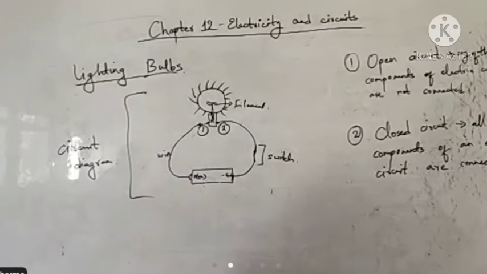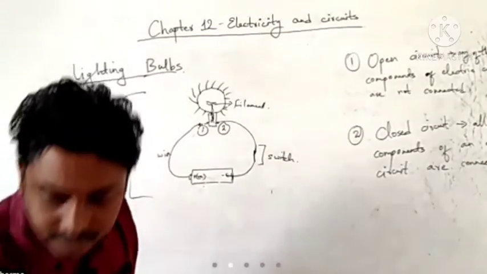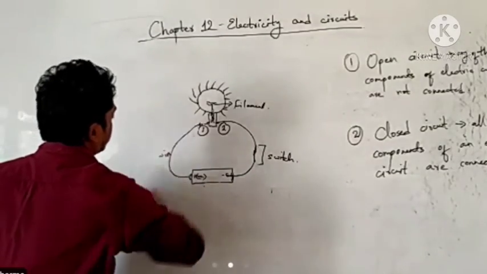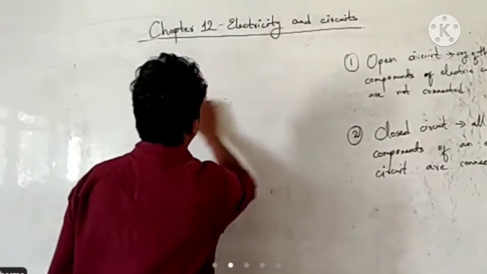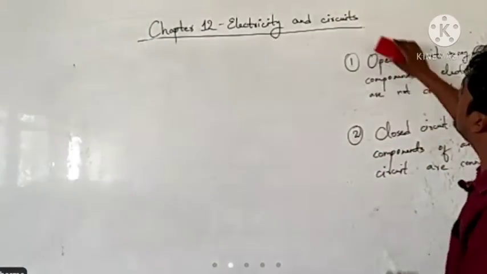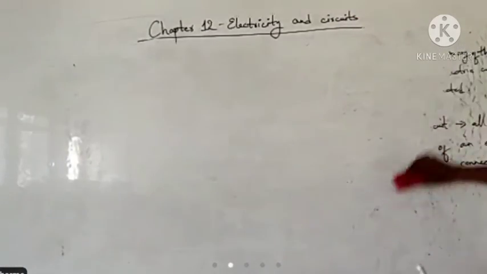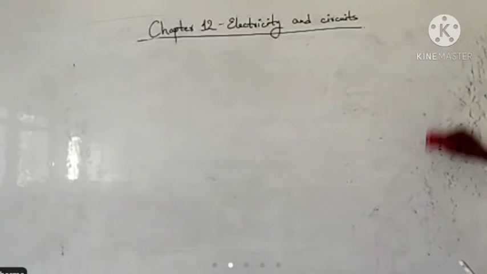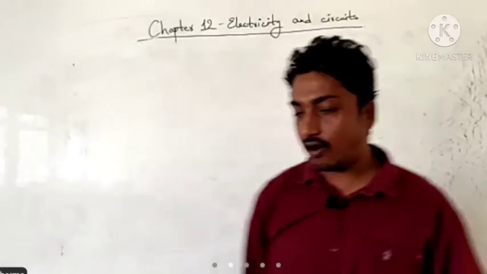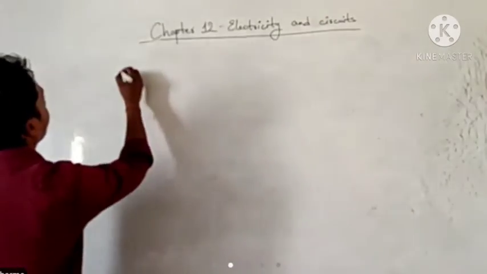Now we will talk about another topic, that is symbols of electric components. We discussed all the components, and it's not possible for us to draw a battery or any of the components each time. So basically how many types of components do we have?